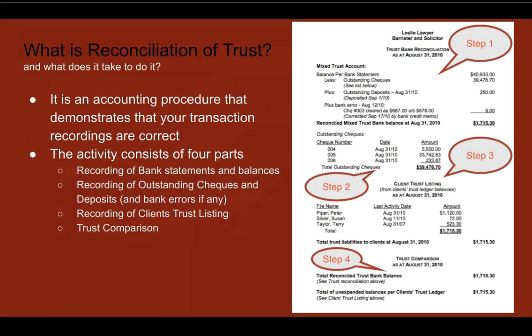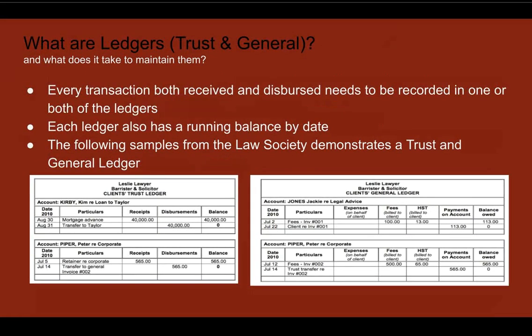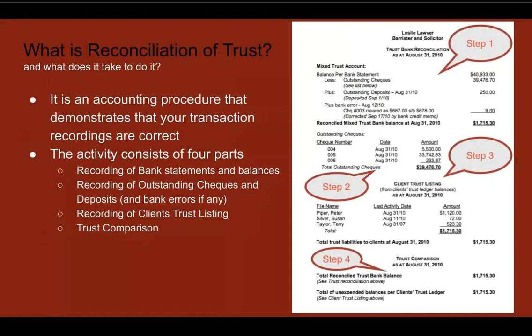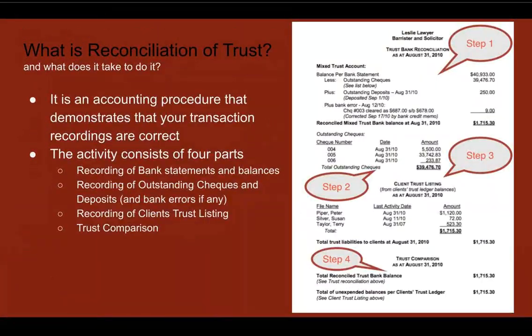Moving on to reconciliations. As you all can now see under the Law Society compliance documents, so far we've seen 2 ledgers and 4 journals. Now this is the order in which mostly Law Society compliances are generated. Now comes into the picture the bigger picture, the reconciliation. Reconciliation for trust, and then we do have reconciliation for general.